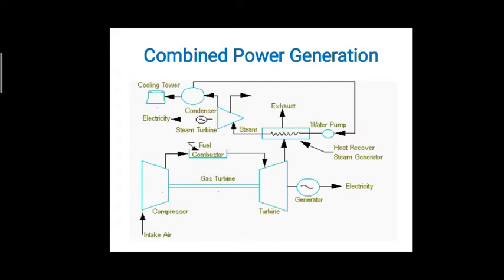Now let me see the functioning of the combined power generation. So this is the line diagram of combined power generation. Here you can see the combination of gas turbine power plant and the thermal power plant, or you can say the steam power plant.